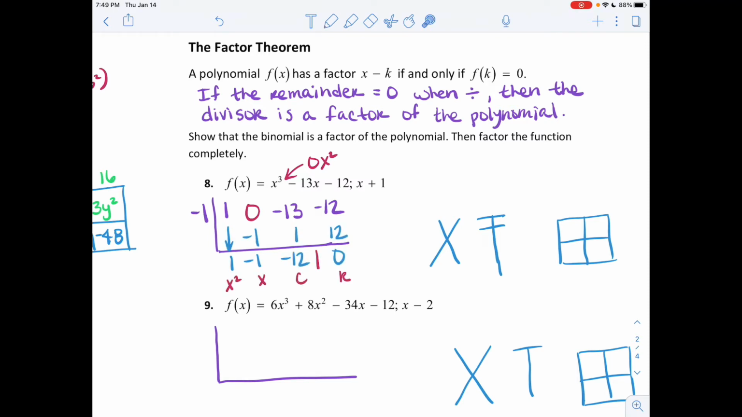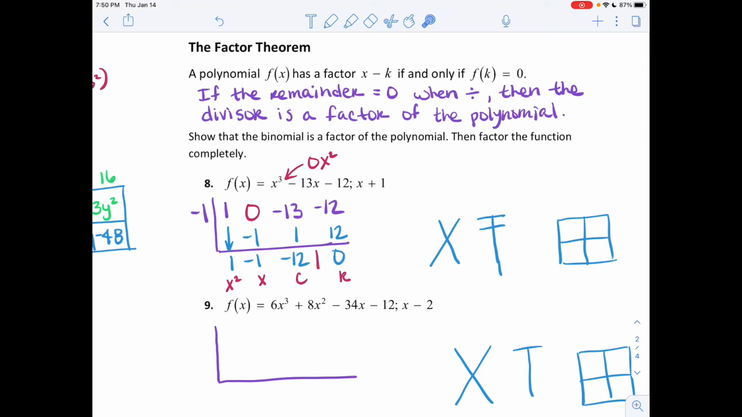All right, let's go ahead and go over this. Remember that the first step after we set up is to bring down the first coefficient, in this case a 1. Remember it's bring down, multiply, add, multiply, add, multiply, add. So multiplying is 1 times negative 1. You write it up and to the right, the negative 1. 0 and negative 1 makes negative 1. Negative 1 times negative 1 will be positive, up and to the right. This will add to be negative 12. Negative 12 times negative 1, positive 12, adds with the negative 12 to be 0.